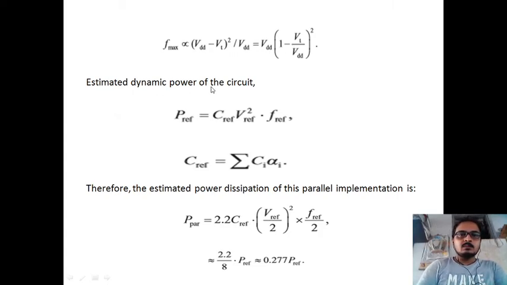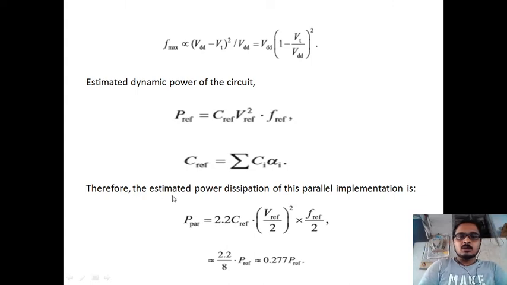Now see the estimated dynamic power of the parallelism circuit compared to the general circuit. This is the general dynamic power for a circuit: P reference equals C reference times V reference square times F. Generally, we know that power dissipation P equals C times V square times F. To include the switching activity, C reference changes to summation Ci times alpha, where alpha is the switching activity and Ci is the internal capacitance.